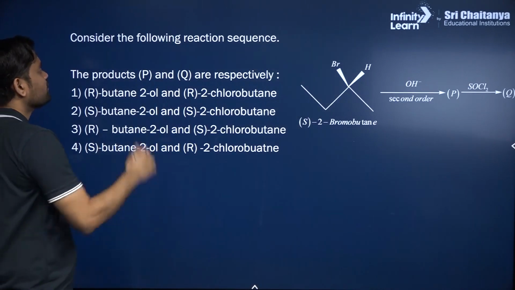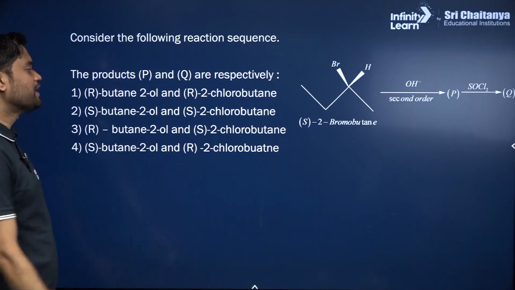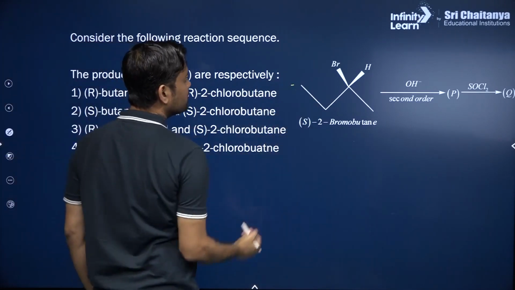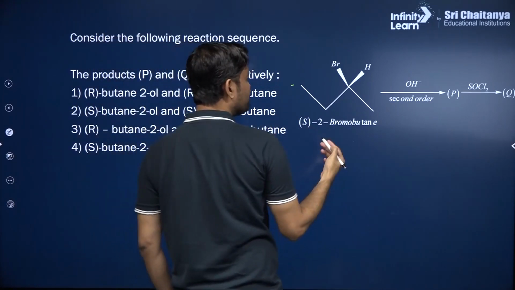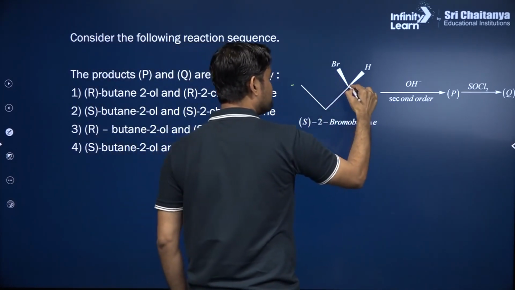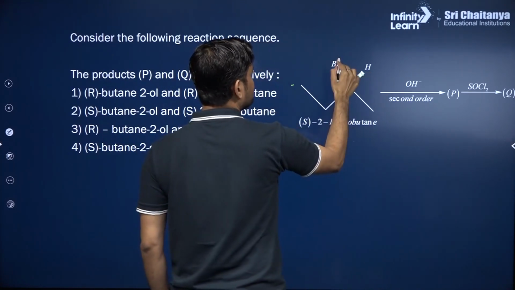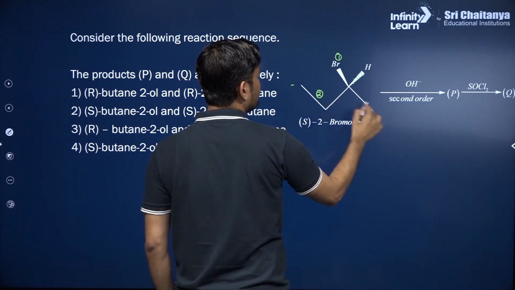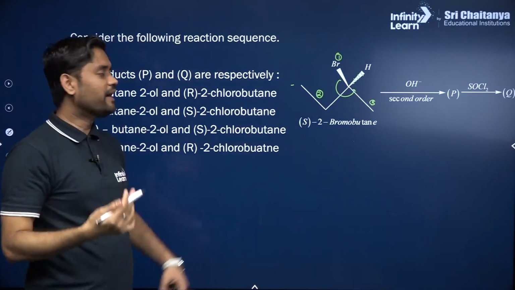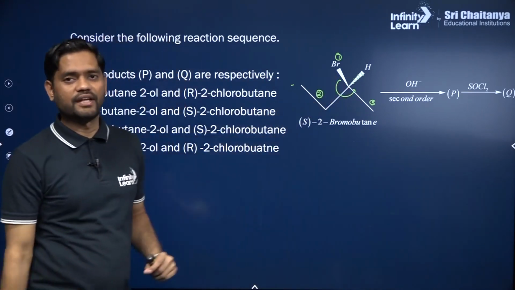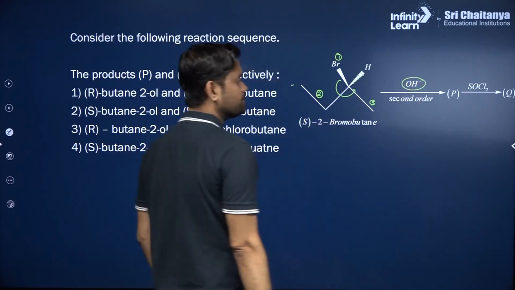Next, consider the following reaction sequence. We have to consider this reaction sequence. Bromine is S, since it is S configuration, bromine should be in front and this should be at the back. So this is 1, this is 2, and this is 3, anti-clockwise. Hydrogen is at the back, so it has to be a dotted line, and the thick line is the wedge line. It's second order and OH minus ion is attacking.